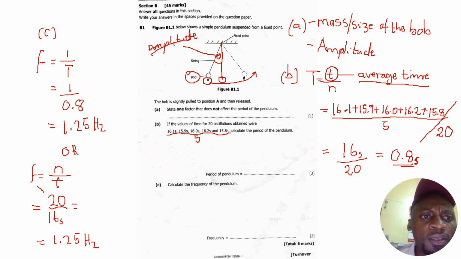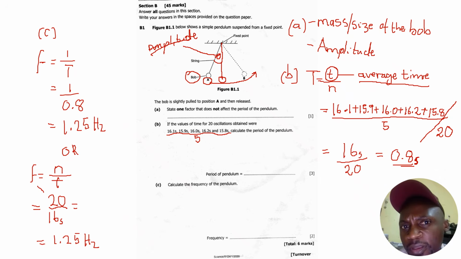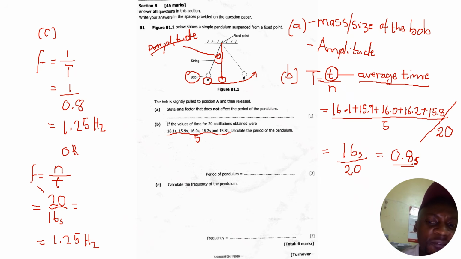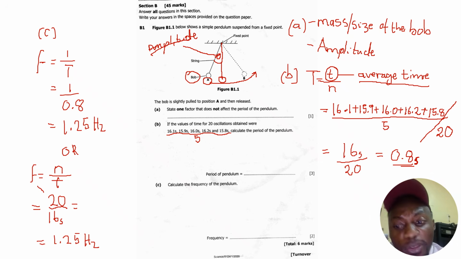Okay, so that's how we handle this question, the simple pendulum. From the topic for simple pendulum, which is under time, make sure that you know how to calculate period, and you also know how to calculate the frequency. Know factors that affect period of pendulum, and also know the factors which affect the frequency: length of the pendulum, and acceleration due to gravity.